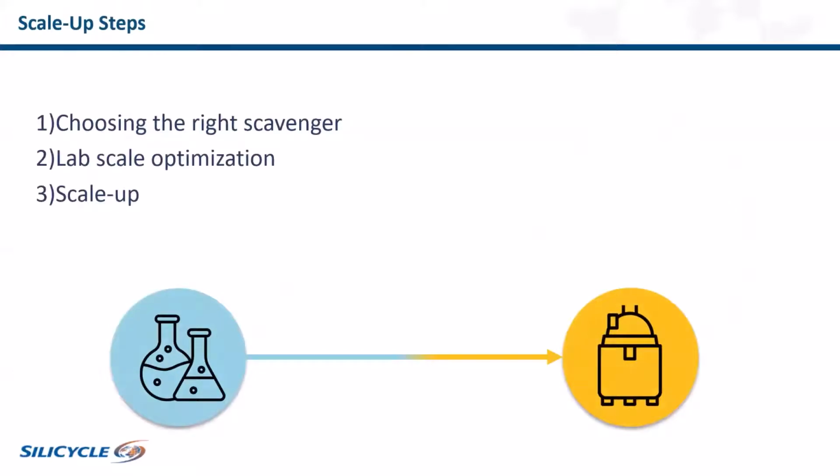Let's go over the scale-up process and how we can simplify the purification. The three main steps are choosing the right scavenger, the lab scale optimization, and the scale-up, with the end goal being a straightforward process, starting with the screening and selection of the scavenger.